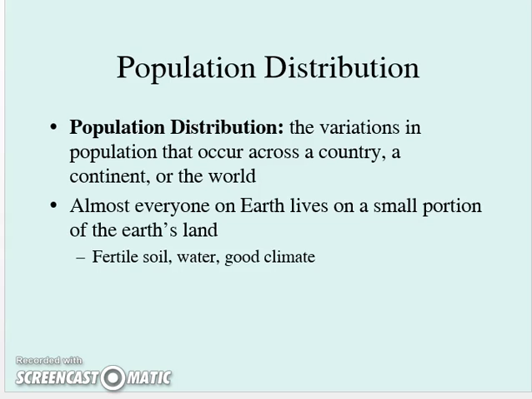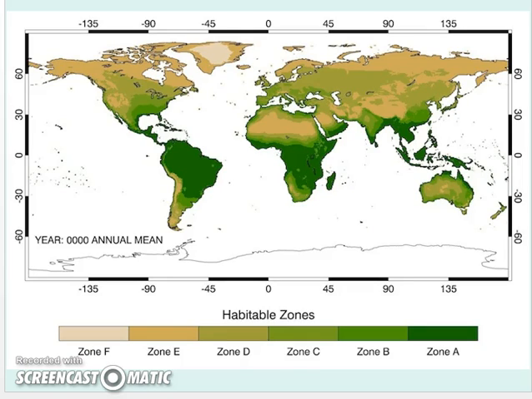Those populations tend to live in places where there is fertile soil, where food can be grown, also where they have access to water for drinking or trade, and they'll tend to be living in places that have a good climate. Okay? The map that we see here shows you the habitable zones of the Earth. These are the places that can support a population.